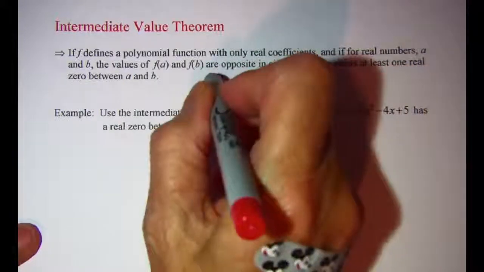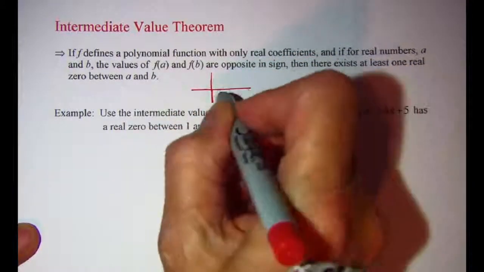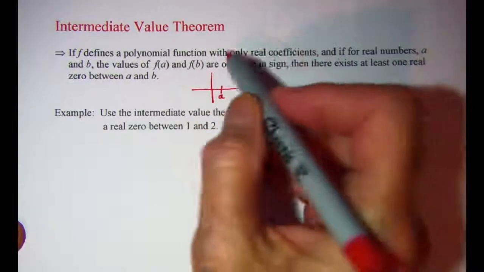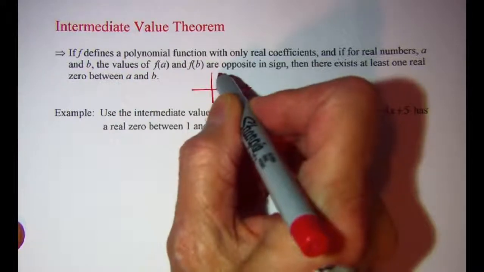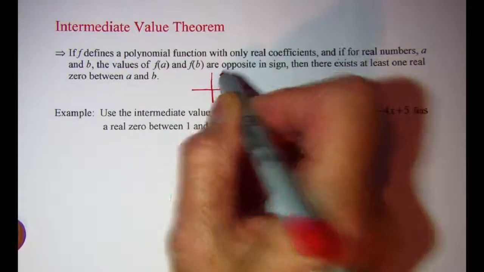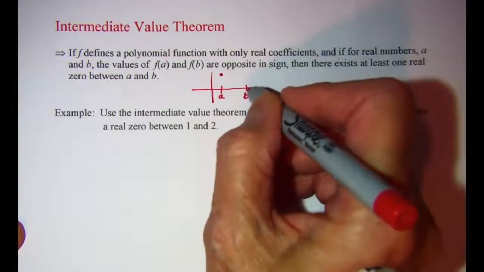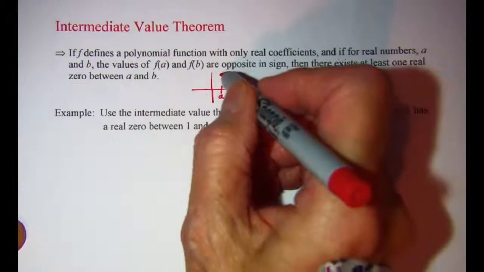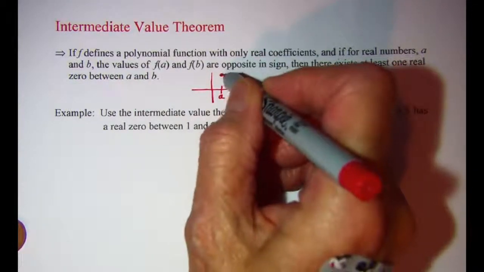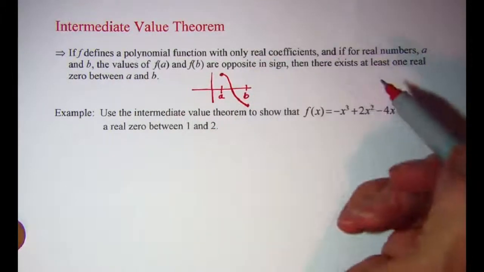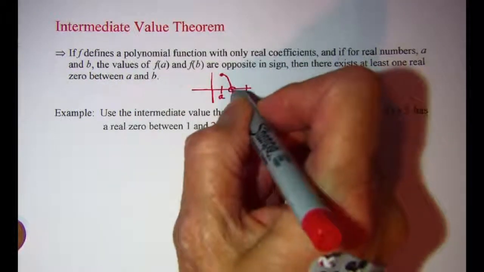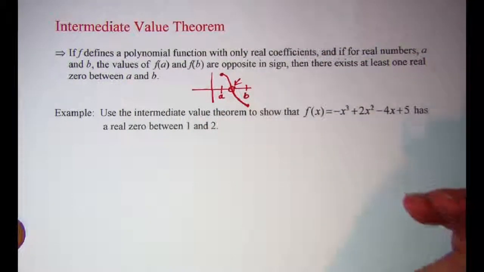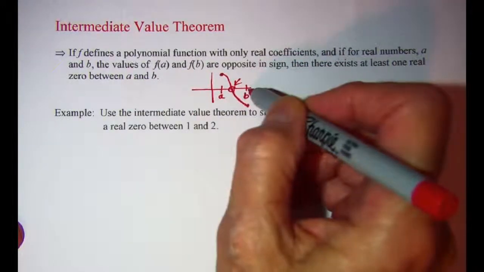So basically what we're saying is on our graph, if a is here and b is here, let's say f of a, which is the y value when x equals a, is positive, and the y value when x is b is negative, then somewhere in between a and b, the graph has to cross the x-axis. So we're guaranteed that we have at least one zero between a and b, because the graph has to cross the axis.